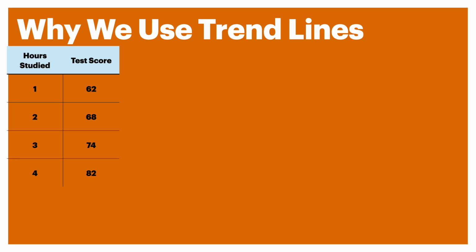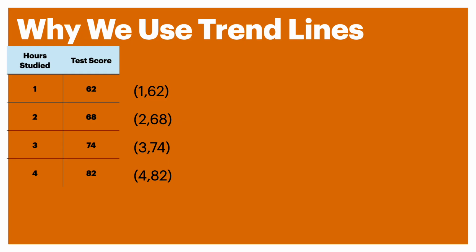For example, if we look at something like hours studied and test score, the points form a positive linear pattern, but they don't lie exactly on a single line. And so to summarize the pattern, we draw a trend line. And a trend line is a line that approximates the general pattern of the data. And it's sometimes called a line of best fit.